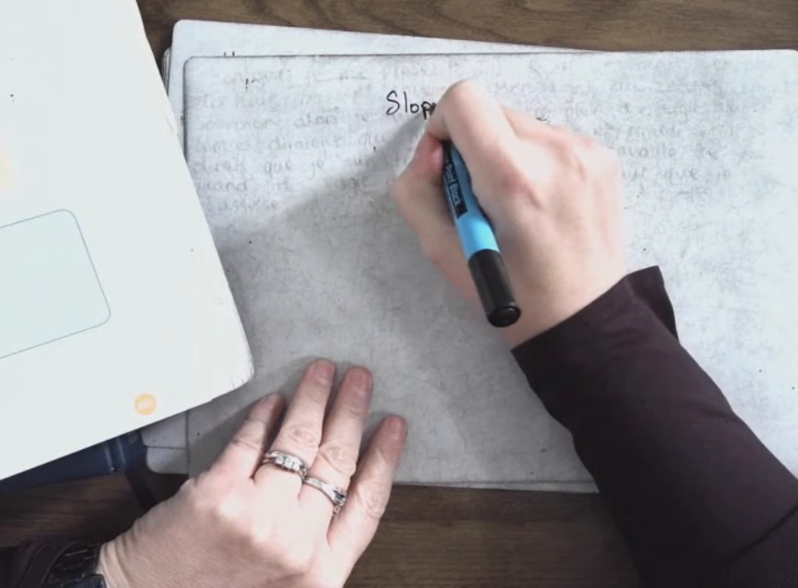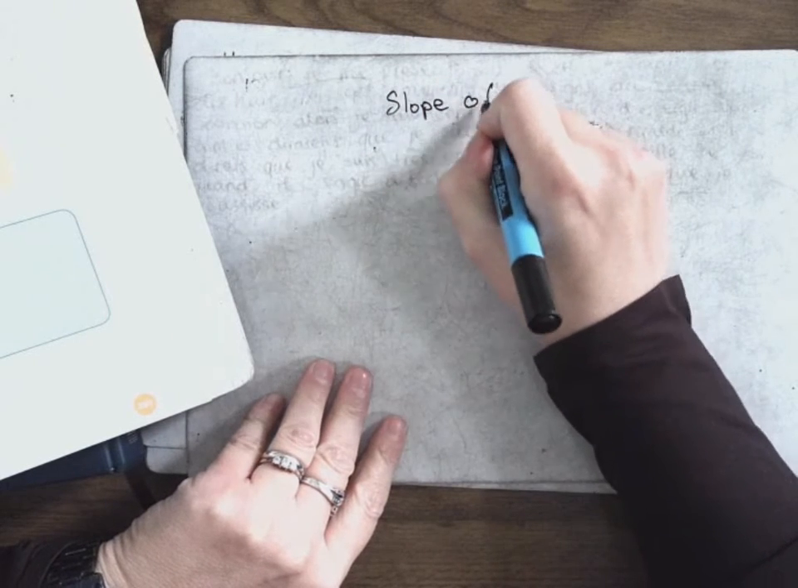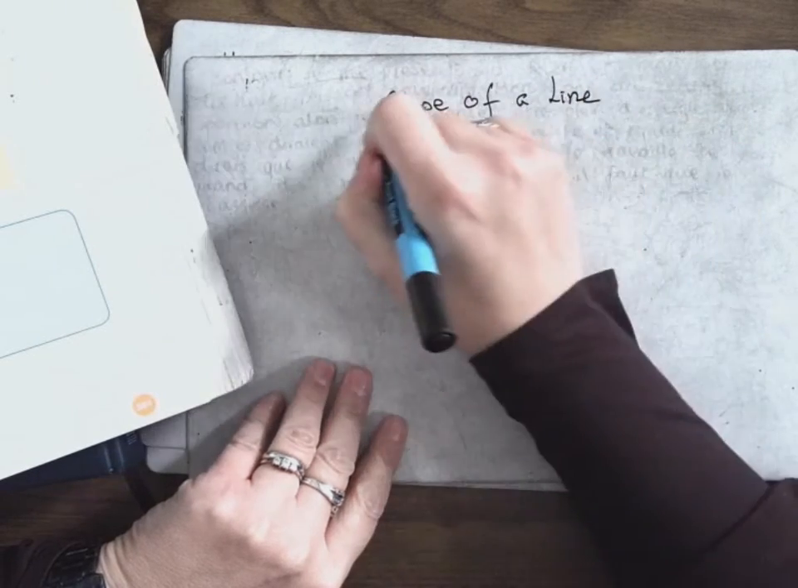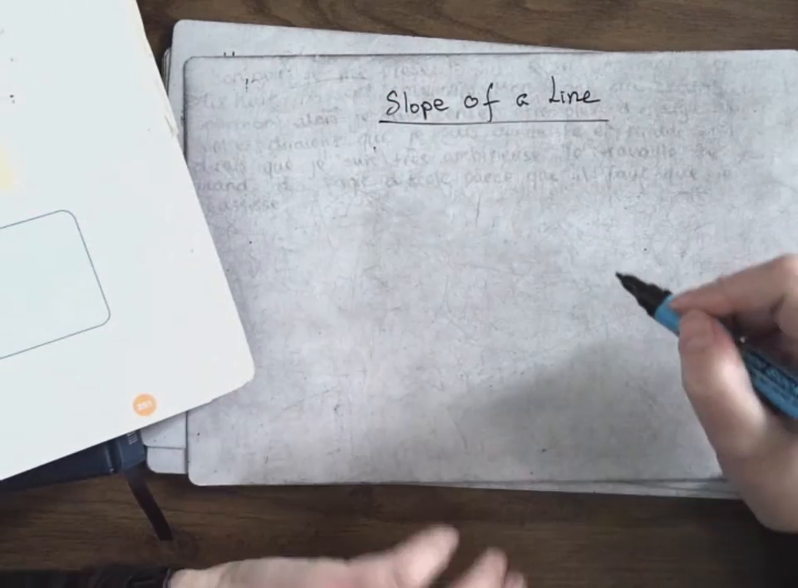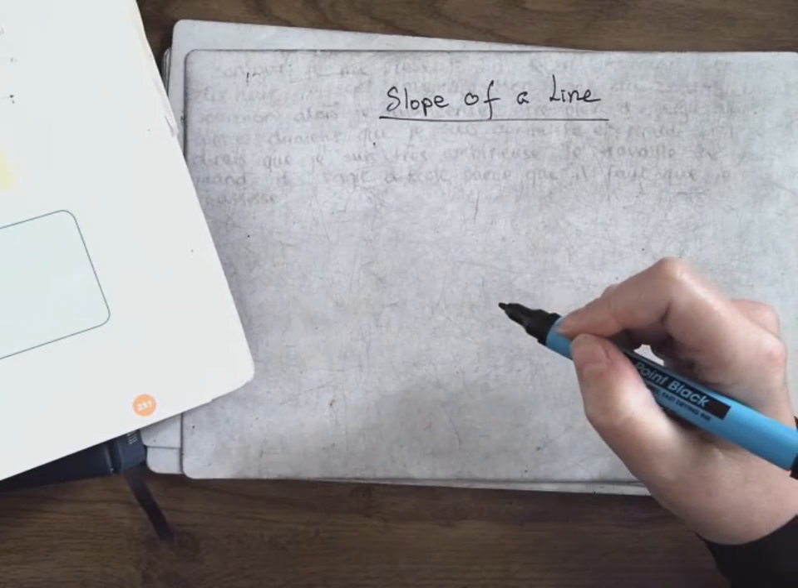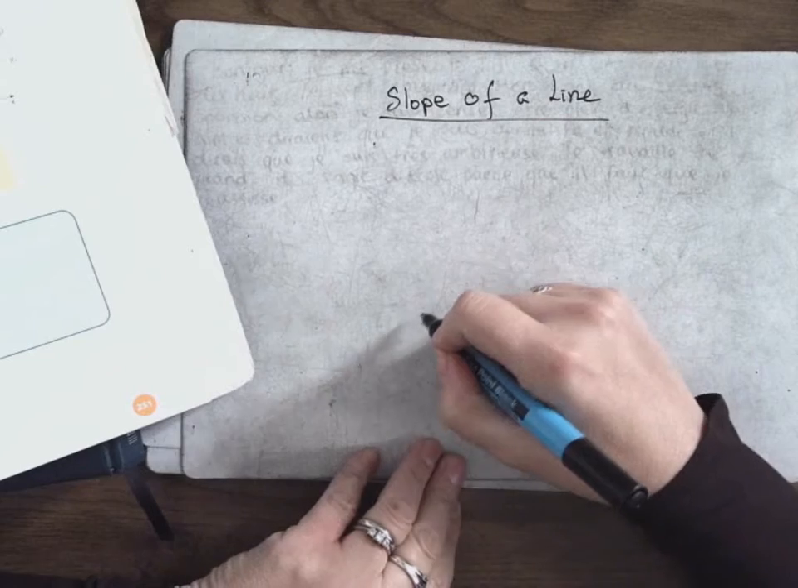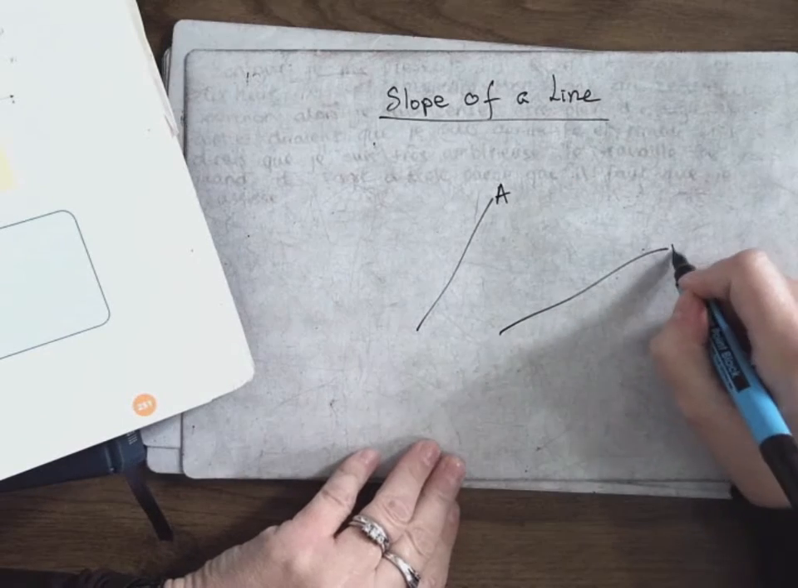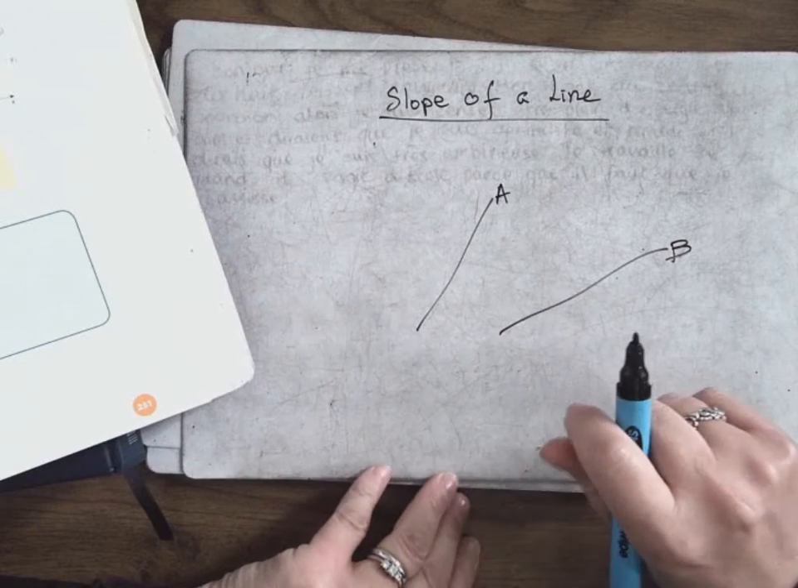Slope of a line. First off, what is slope? It's basically how steep the line is. So if I have a line here, don't draw this, if I have a line A and a line B, which one has the bigger slope?